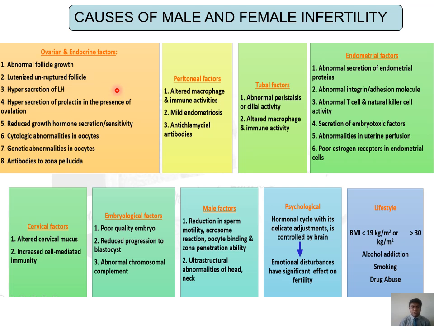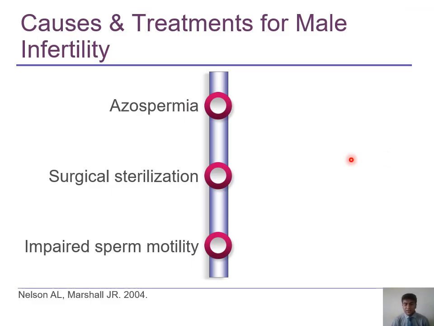Cervical factors involve altered cervical mucus and an increase in cell-mediated immunity, which is T cell immunity. Embryological factors include abnormal chromosomal complement and reduced production of blastocysts. Male factors involve acrosomal damage and sperm motility damage. Zona penetration ability is reduced because of hyaluronidase alterations. Psychological factors like mental disturbances, reduced BMI, and some other lifestyle changes are some of the major causes of male as well as female infertility.